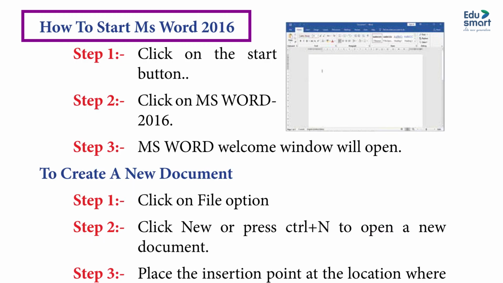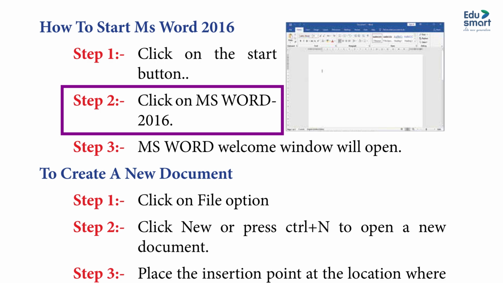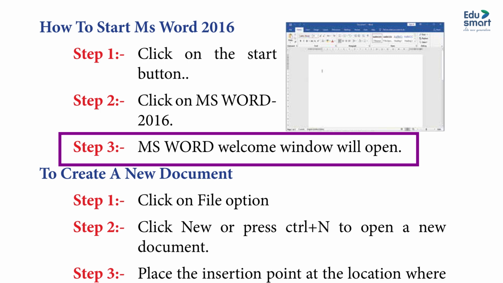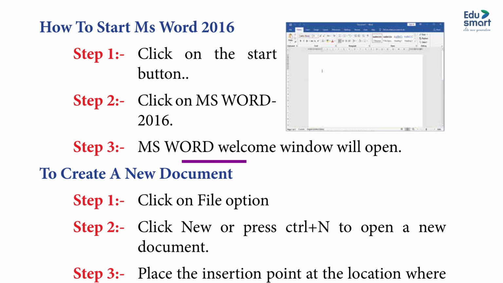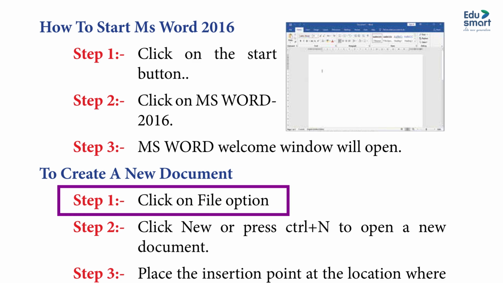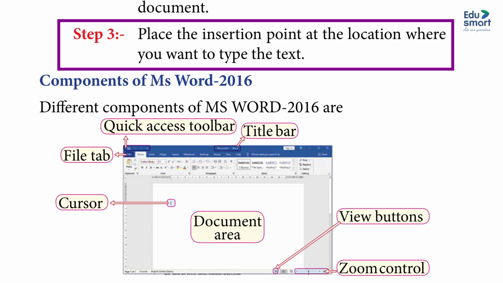How to start MS Word 2016? Step 1. Click on the Start button. Step 2. Click on MS Word 2016. Step 3. The MS Word welcome window will open. To create a new document. Step 1. Click on the File option. Step 2. Click New or press Ctrl+N to open a new document. Step 3. Place the insertion point at the location where you want to type the text.